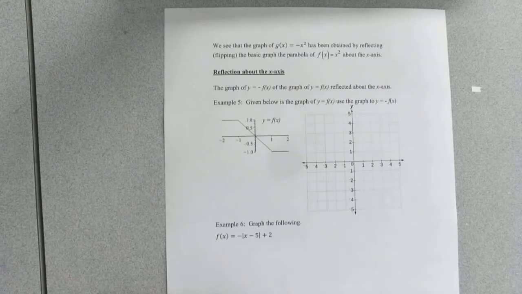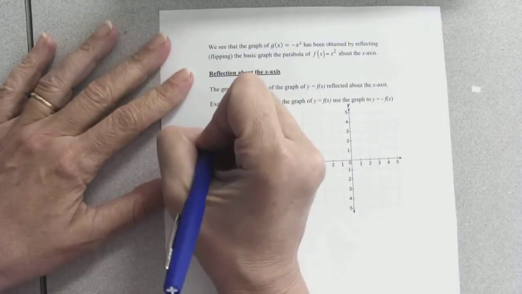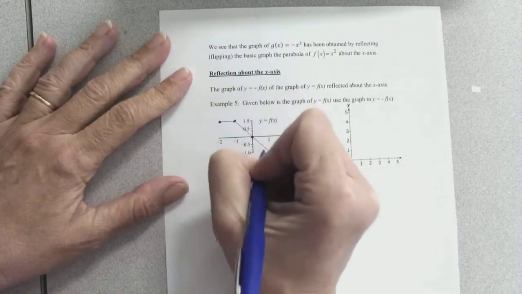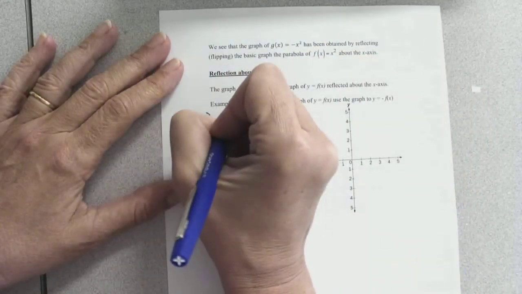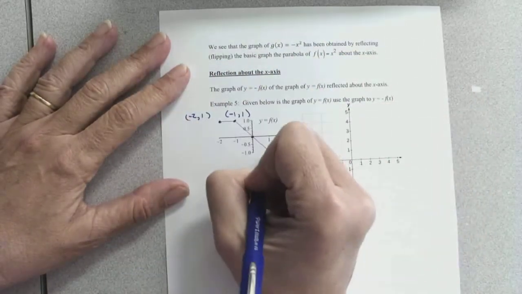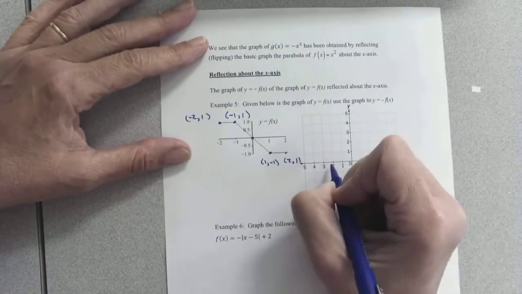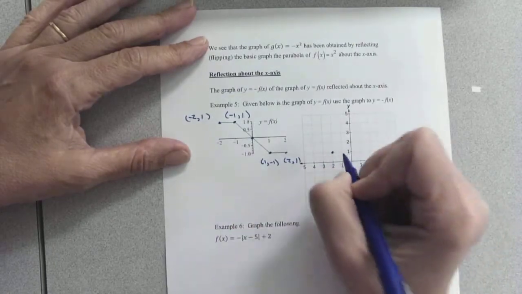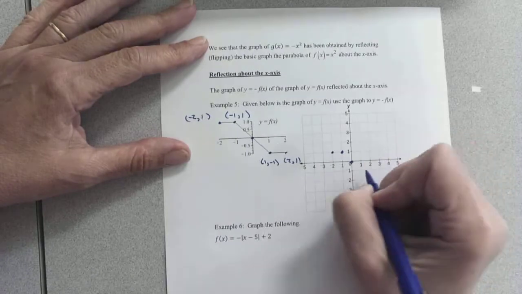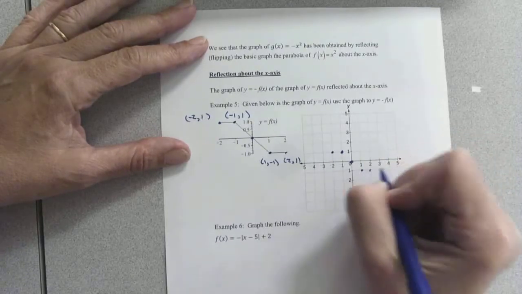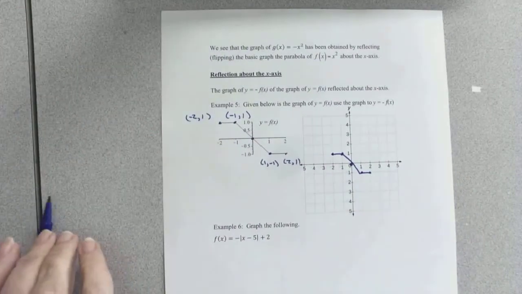So we're going to try to do the same thing. Now this one's a little harder to do, but we'll try to figure it out. So we're going to do all my points again here. So that point there was negative 2, 1. That point's negative 1, 1. That point there is 1, negative 1, and 2, 1. Okay, so negative 2, 1 right there, negative 1, 1 right there, 0, 0. 1, negative 1. So there's the original basic graph.